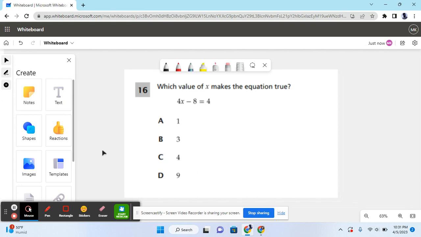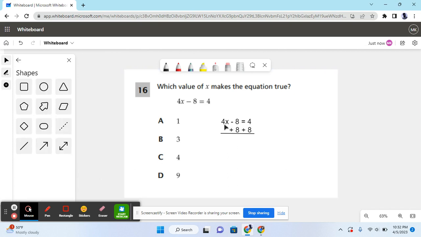For question 16, it says, which value of x makes the equation true? 4x minus 8 equals 4. Here we have to do something a little different from our first problem. 4x minus 8 equals 4. Here we have to do something called isolating the variable. We have to get rid of everything around the variable until it's by itself. I'll give you an example using this problem so you can learn how to do it.